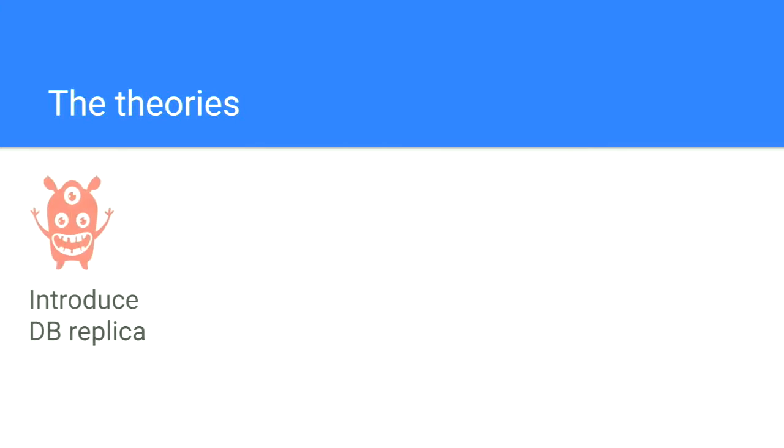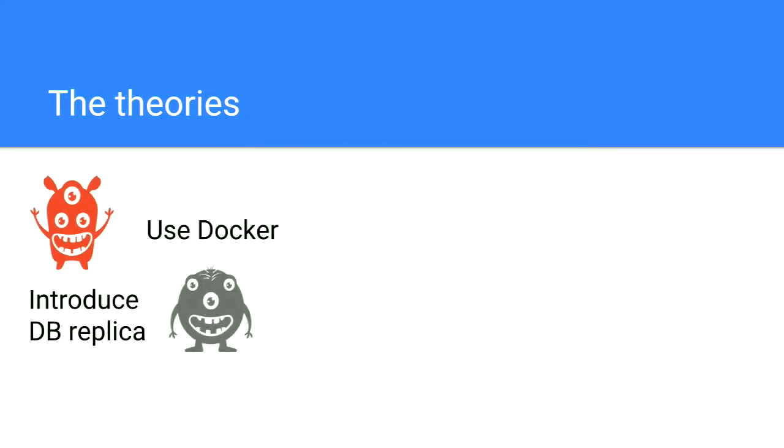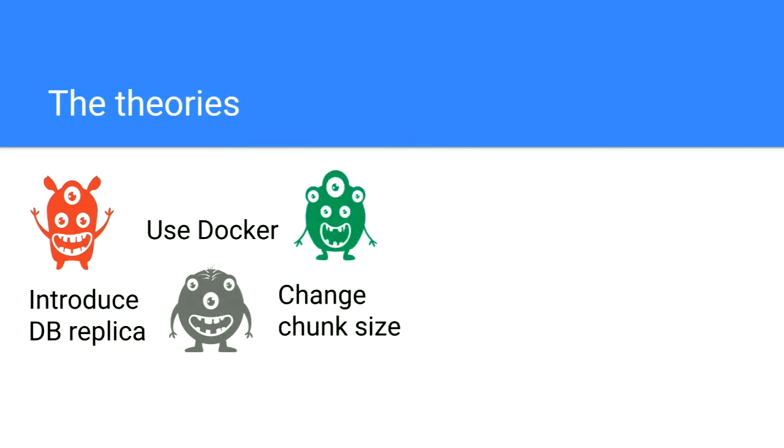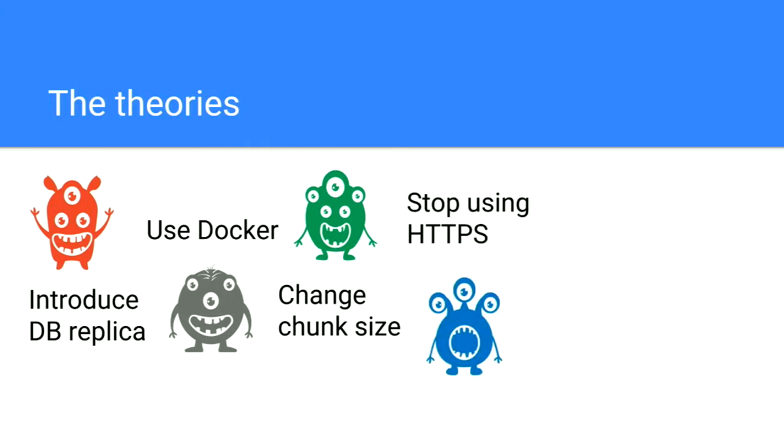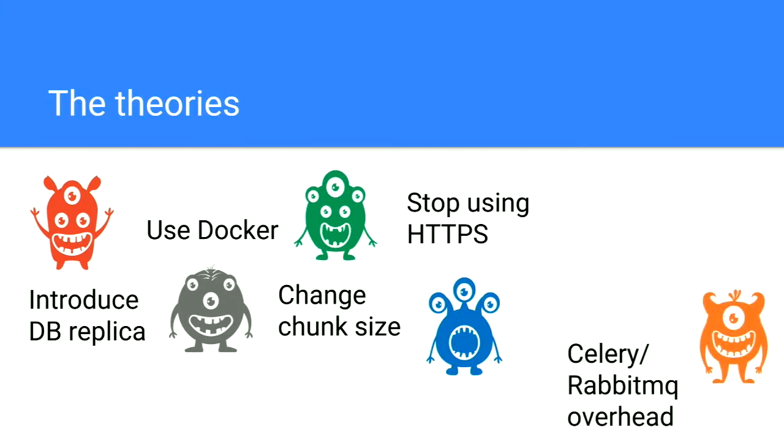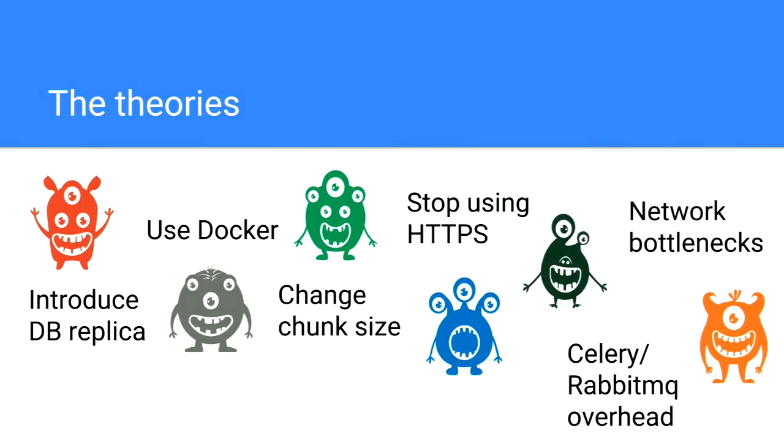One idea was to introduce a database replica. Maybe move some services into Docker for autoscaling. Perhaps we should change the streaming chunk size when we download the videos. Maybe we should stop using HTTPS to avoid the overhead of encryption. We should probably examine the overhead from Celery and RabbitMQ. And maybe analyse the network to identify any bottlenecks. Or maybe we should just throw away the whole implementation and rewrite it using rsync.